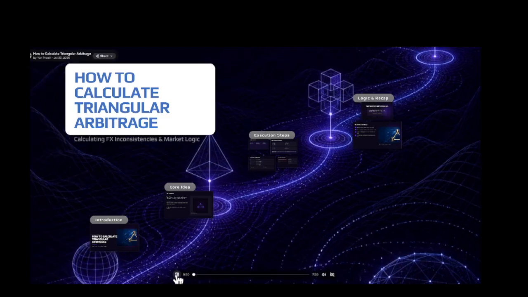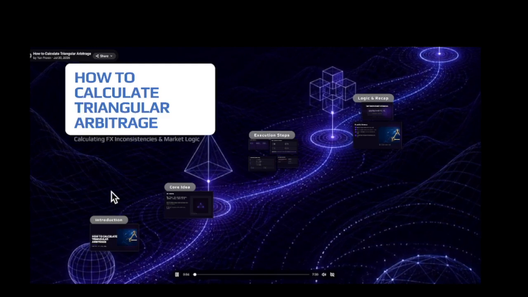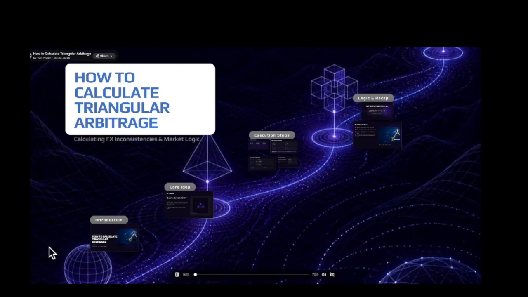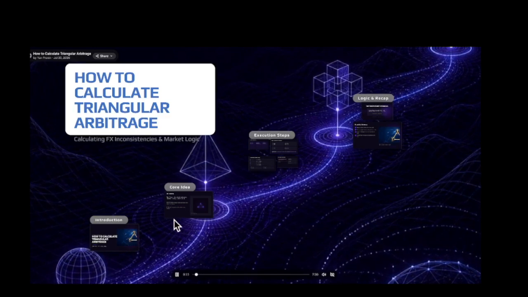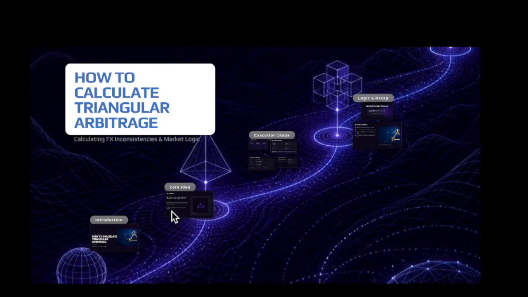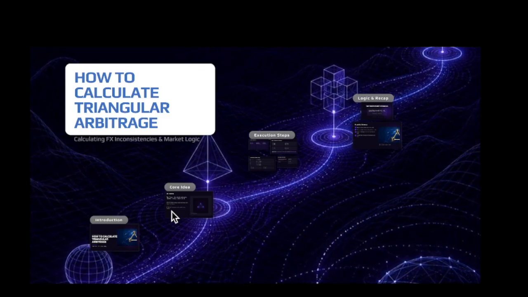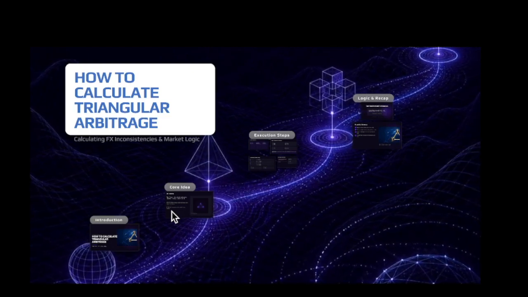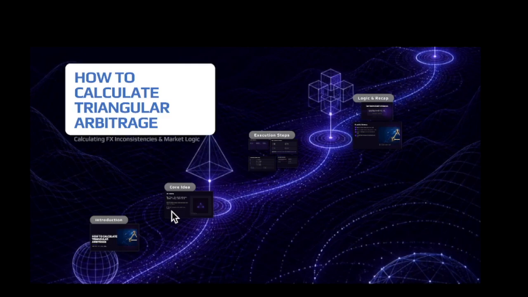How to calculate triangular arbitrage. In this presentation, I will explain how triangular arbitrage works and how to calculate whether a profitable opportunity exists. Triangular arbitrage involves converting one currency into a second currency, then into a third currency, and finally back into the original currency. If you finish with more of the original currency than you started with, the difference represents an arbitrage profit. The basic calculation is simple.